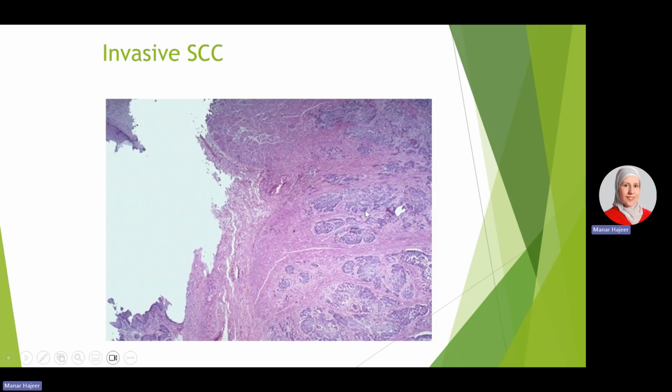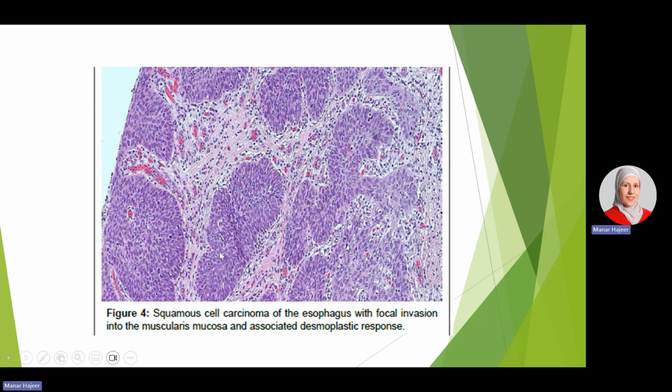As you can see here, this is the invasive squamous cell carcinoma composed of cells of squamous origin, similar to the normal lining of the esophagus. And as you can see here again, this is an invasive squamous cell carcinoma invading the underlying tissue with an associated fibrotic or desmoplastic response around them.